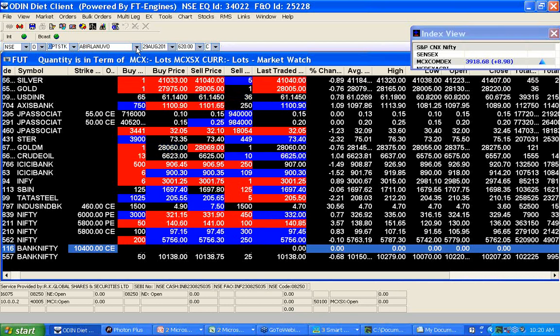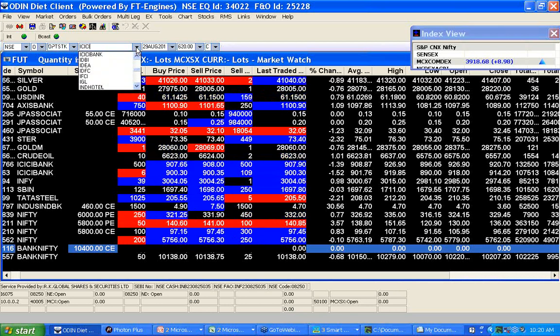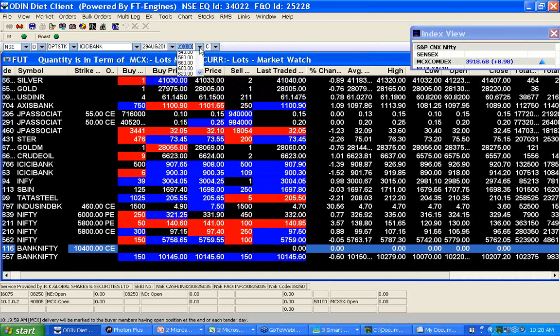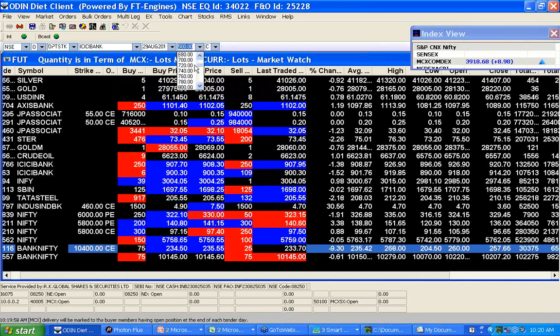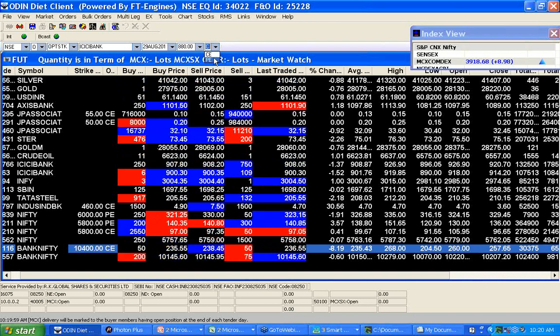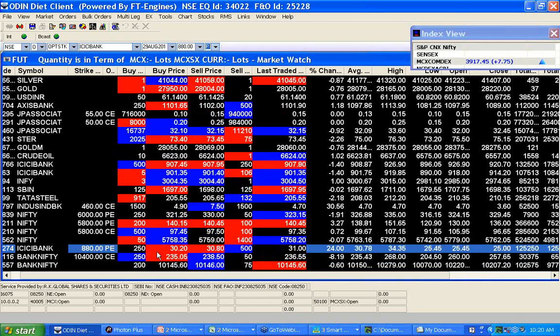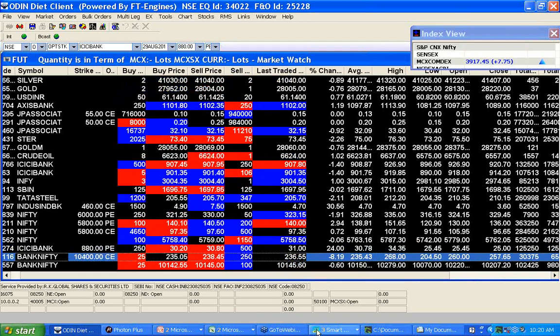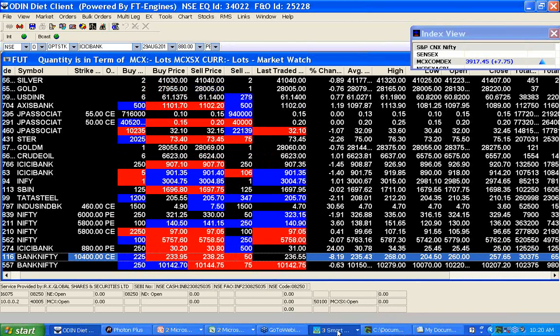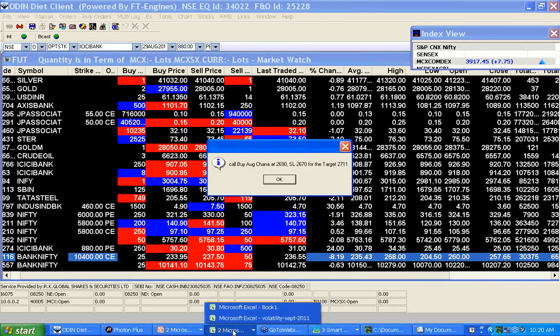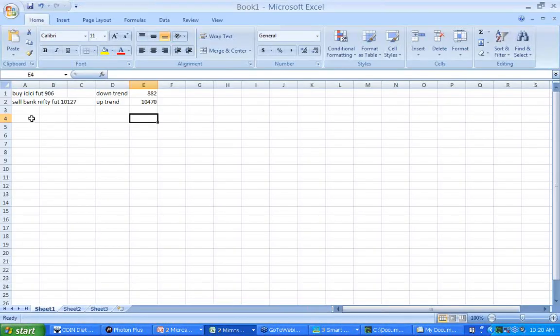Option stock I am taking, ICICI Bank, and at the 880 level I am expecting the downtrend to start. So I am taking the 880 put option. It is quoting at 30 rupees, and the other option is quoting at 235 rupees here. So I am just going for these two options to buy.